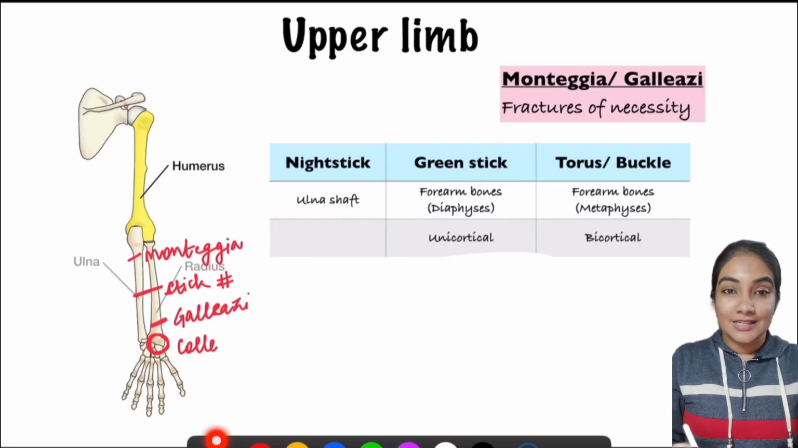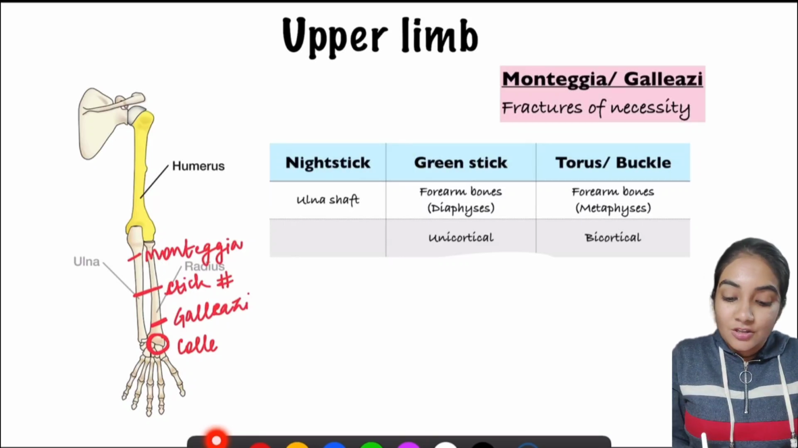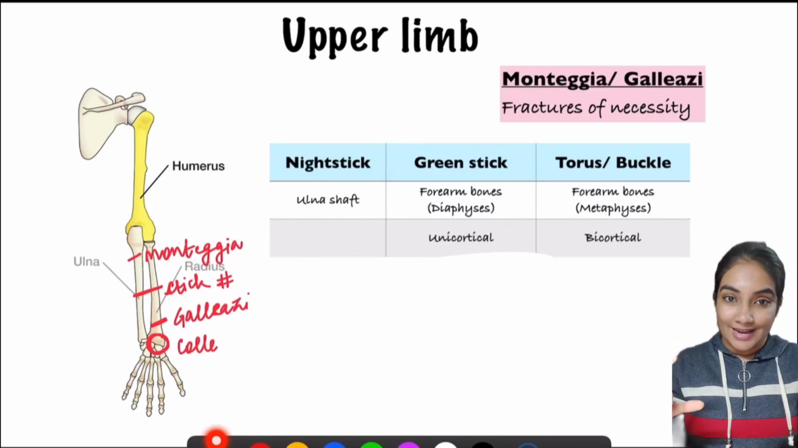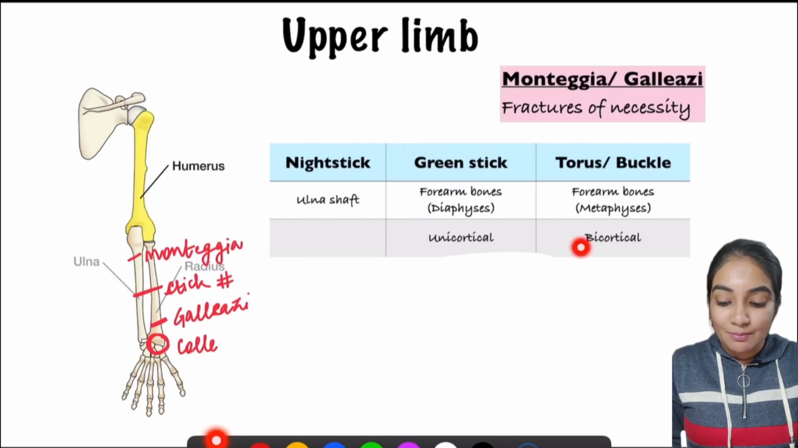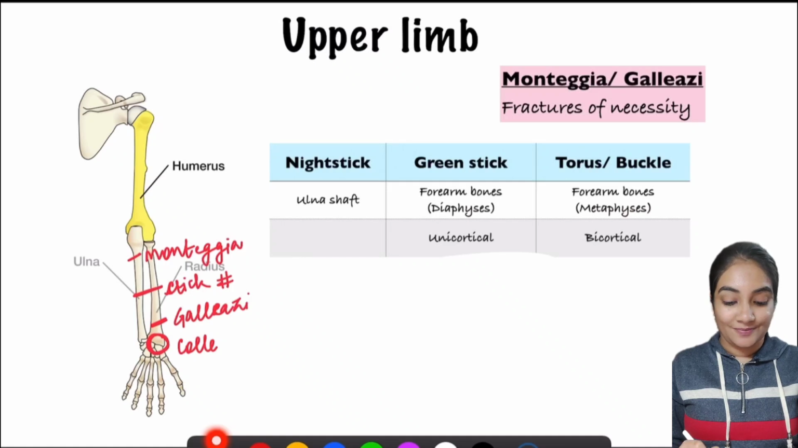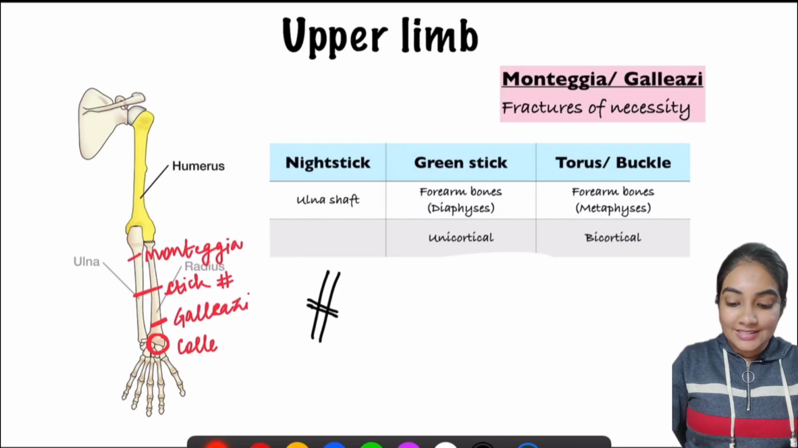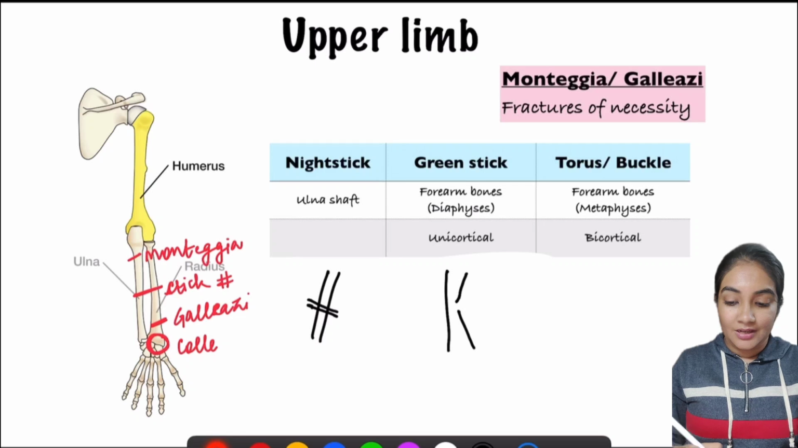Greenstick is basically a wet stick which doesn't break easily, it just bends. So a unicortical fracture of the forearm bones, mostly in the diaphysis, that is bending. Torus or buckle fracture is just to compare with the greenstick fracture, that it is a bicortical fracture of the forearm bones, usually in the metaphysis. Okay? So nightstick is ulna completely broken. Greenstick is ulna with a bend because only one of the cortex is broken. And torus or buckle is complete.